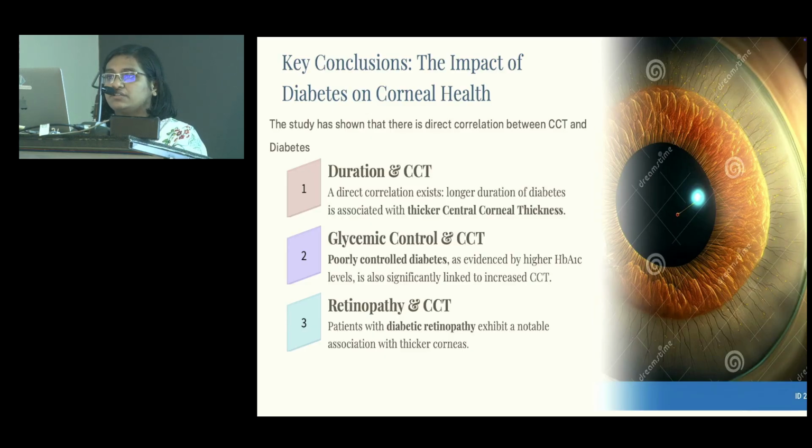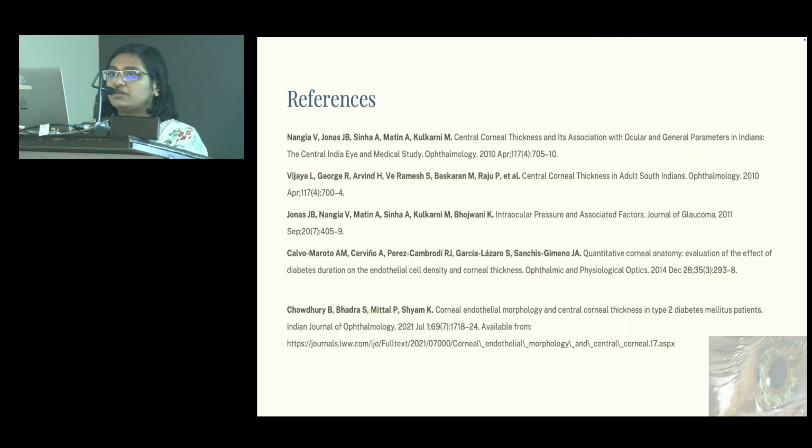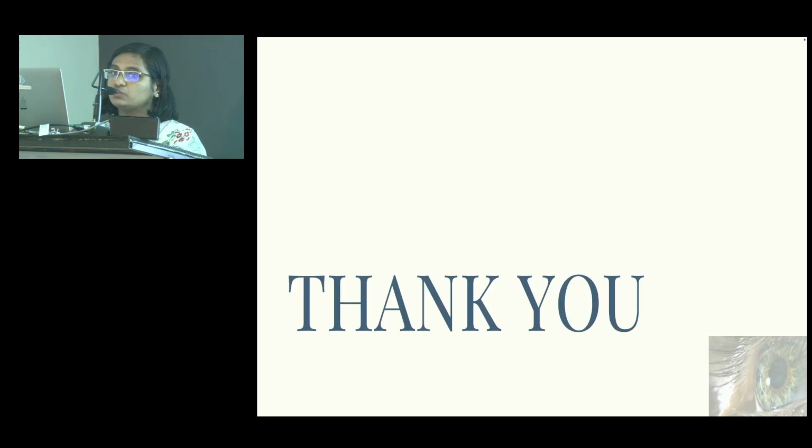The key conclusion from our study is that a direct correlation exists between longer duration of diabetes and thicker central corneal thickness, and poorly controlled diabetes, as evidenced by higher HbA1c levels, is also significantly linked to increased CCT. Patients with diabetic retinopathy exhibited a notable association with thicker corneas. These were my references. Thank you.